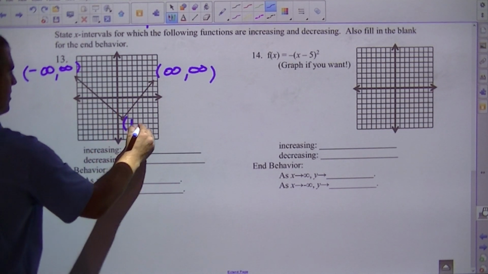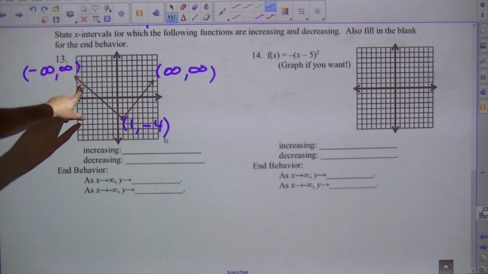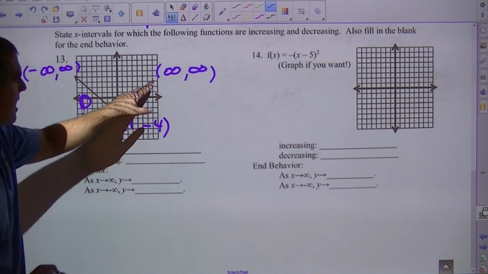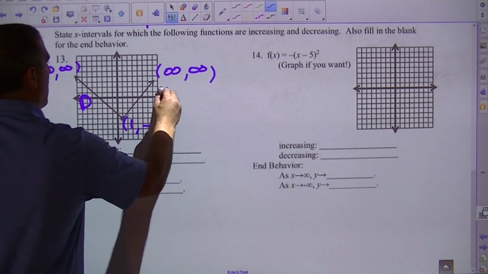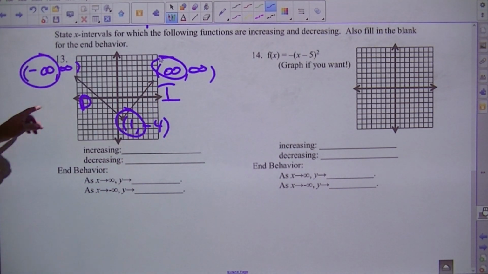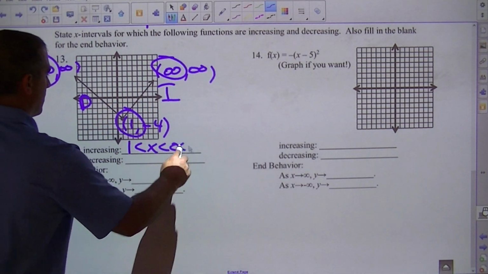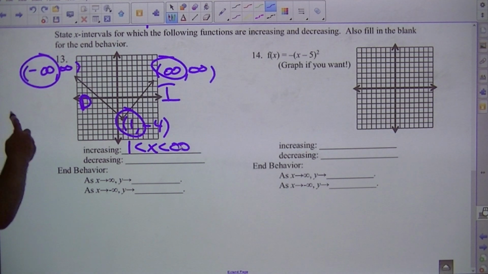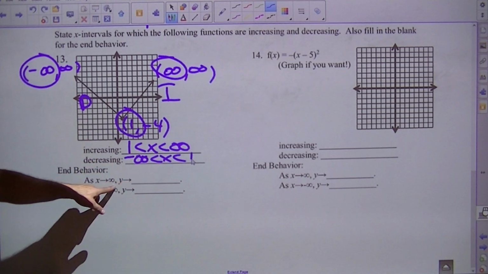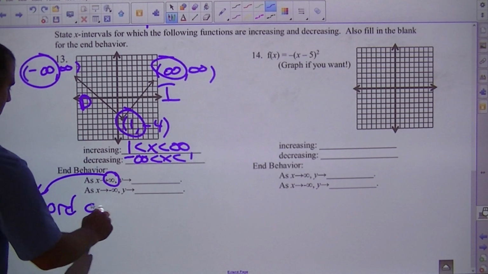This coordinate is 1, 1, 2, 3, -4. So when I do increasing, decreasing, I start from here. That goes down, so that's a decrease. Always start from your left. I hit that, that goes up, it's an increase. Now, all I care about are those x values. So what I got here for an increase is 1 to infinity. Here, I go from -infinity to 1. All this says is find the x coordinate.